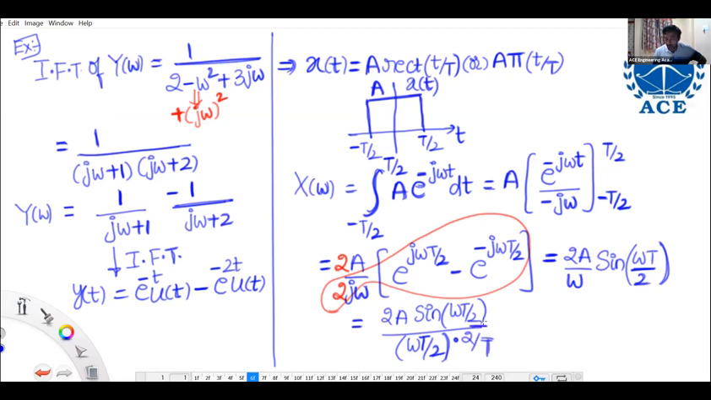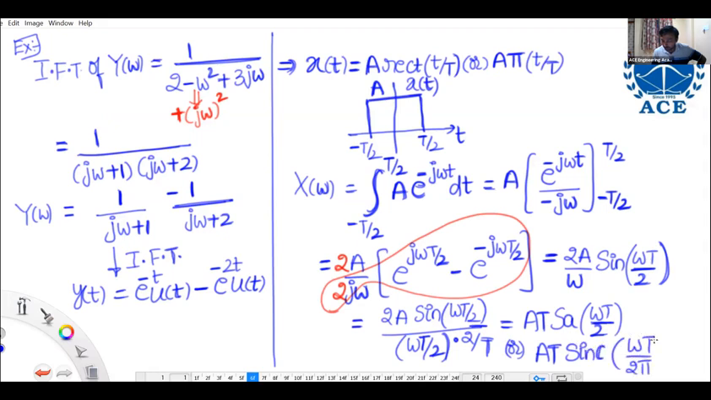Was the t by 2 multiplier adjusted or not? So what is the new answer? A T Sa of omega t by 2. Or if you want to write it in sinc form, A T sinc of omega t by 2 pi. That is not a big deal.